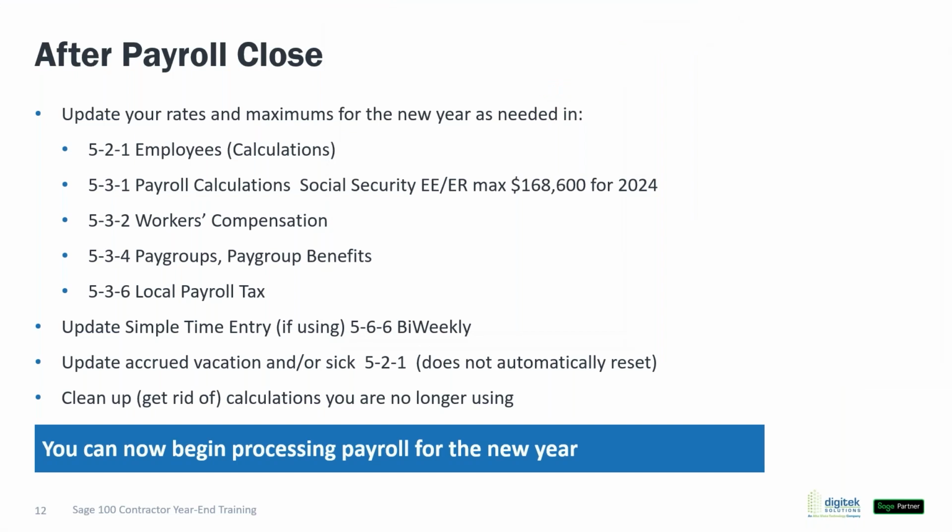And then also get rid of any payroll calculations that you're no longer using before you start processing the new year. A lot of times you get payroll calculations set up and then for some reason you're no longer using them, or they were set up incorrectly. Clean up your database and delete those. All you have to do is pull up that payroll calculation, go to edit and delete. Okay, so once you've got everything set for the new year, you're ready to roll. Now you can begin processing payroll for the new year.